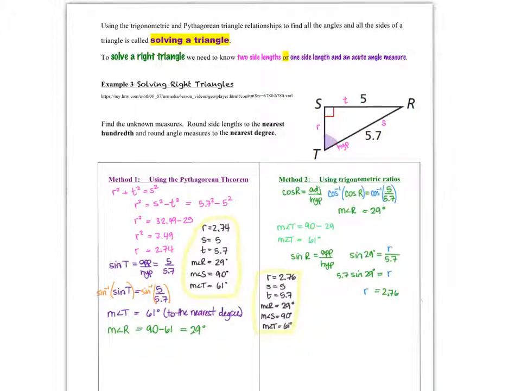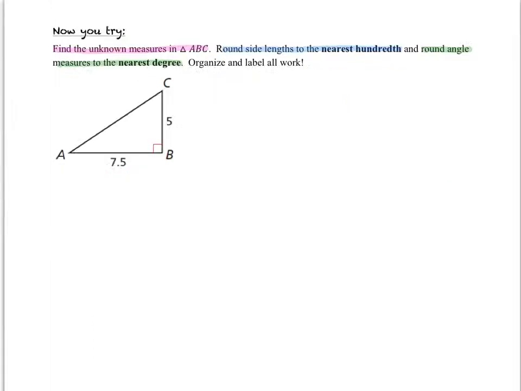So let's take a look at the Now You Try on the next page so you can get a little bit of practice. Find the unknown measures in triangle ABC. Round the side lengths to the nearest hundredth and round angle measures to the nearest degree. Remember to label all of your work and to keep it organized so it's nice and neat. When you're done with everything, remember to put all of your 6 answers, the 3 side lengths and the 3 angle measures, in a nice, neat, organized answer box. See you back in a few minutes.